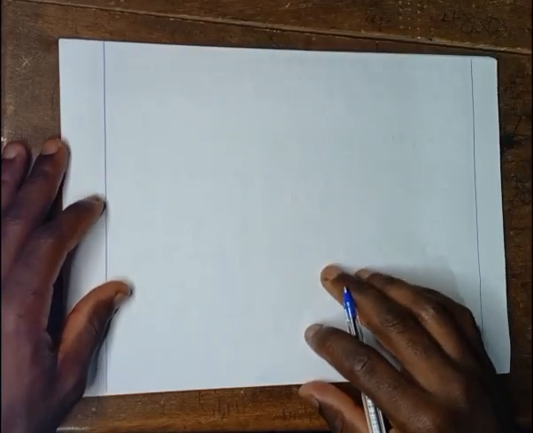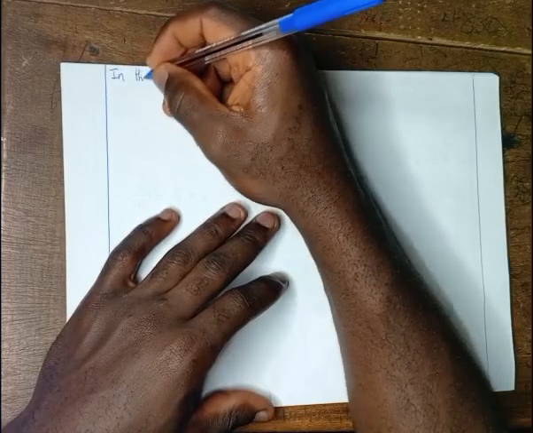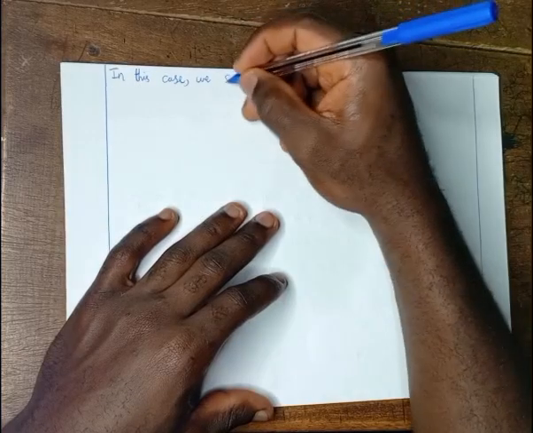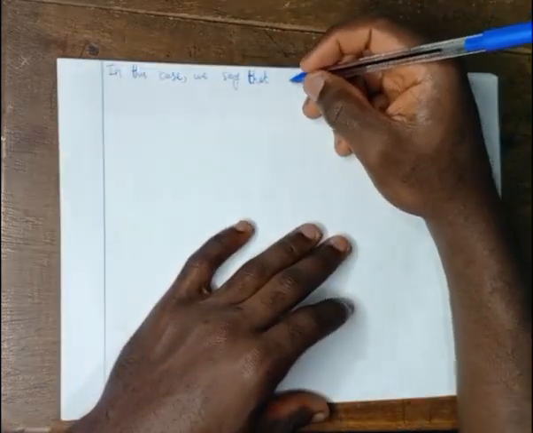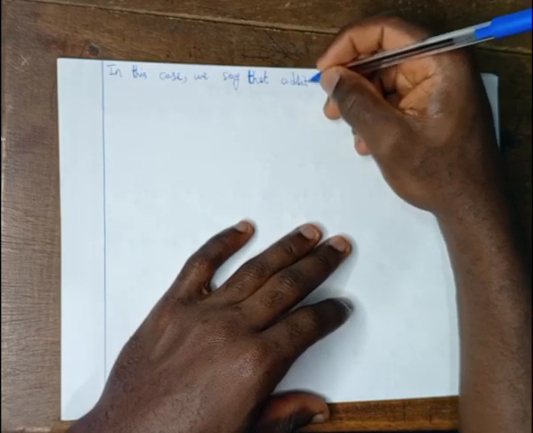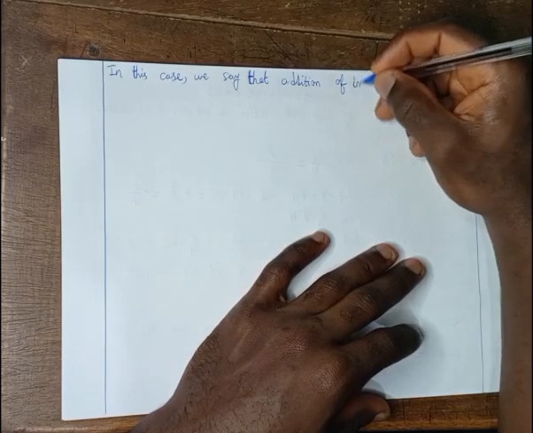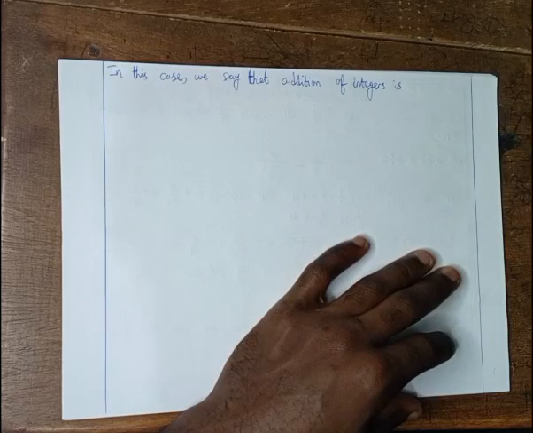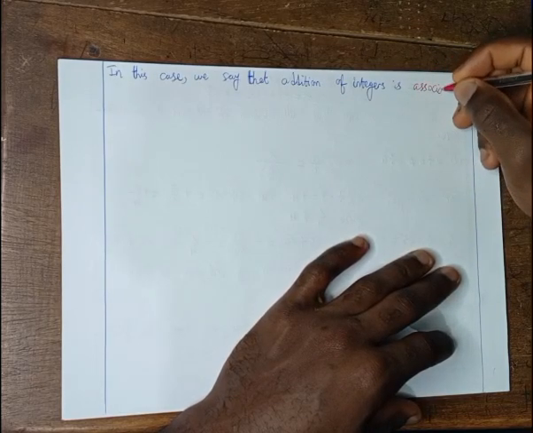Let's write the conclusion for this. In this case, we say that addition of integers is, I'll write it down with a red pen, associative.